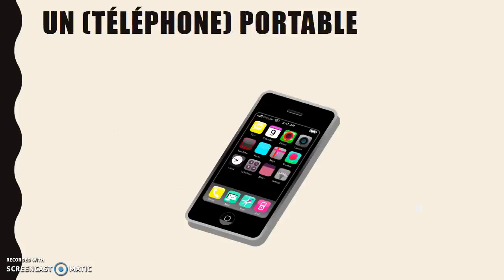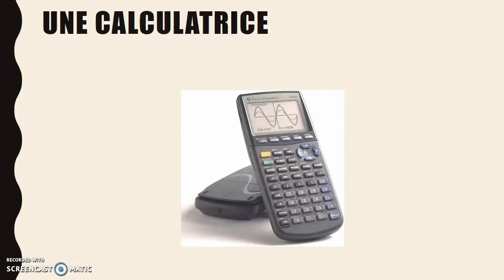Then we have un téléphone portable, which French people are going to often abbreviate to un portable. So that's why with the laptop, we couldn't really shorten that because portable usually refers to your cell phone. And you'll also hear un smartphone and things like that. Une calculatrice. C'est très important pour les mathématiques.